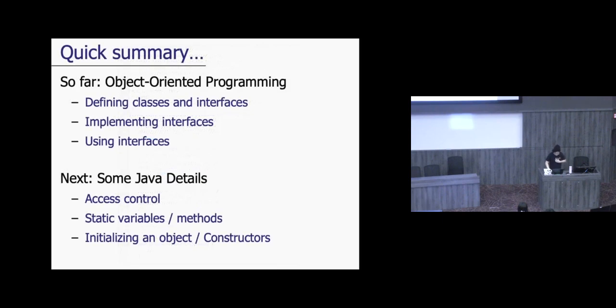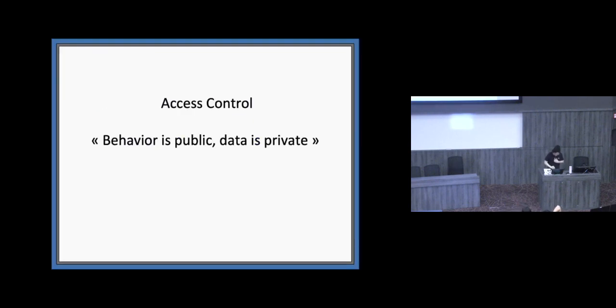Okay? Okay, so for a quick summary, so far we've covered object-oriented programming, to some degree, about interfaces and classes and stuff like that, okay? Next, a bit more in terms of Java details.